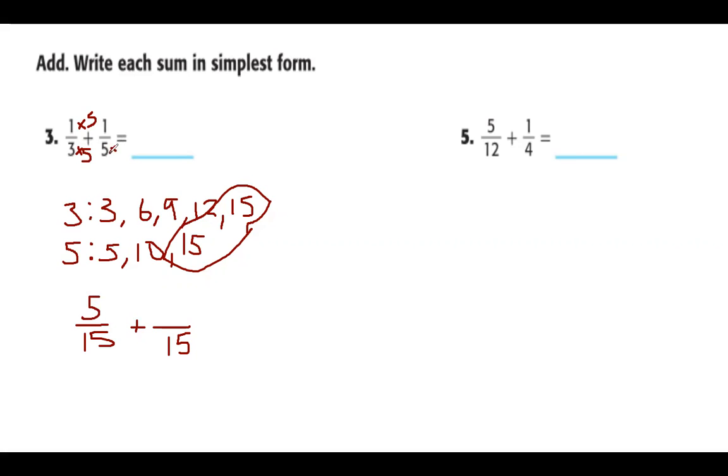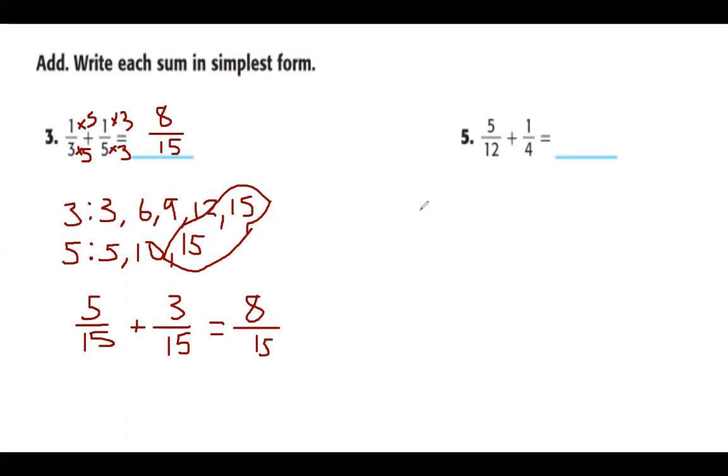And then say it if you know it. 5 times what gets me 15? Well, it's just the opposite of what we just did. So that's 3. So I multiply 1 times 3 to give me 3. My last step is to now add the numerators, not the denominators. So 5 plus 3 would give me 8. 15 stays the same. So I end up with 8/15.